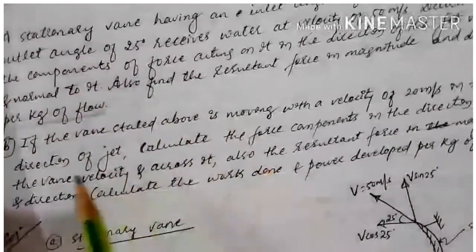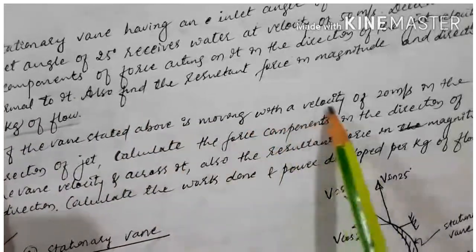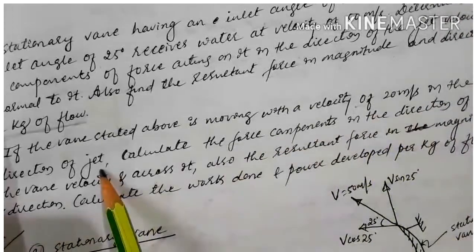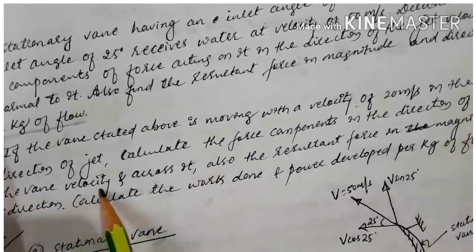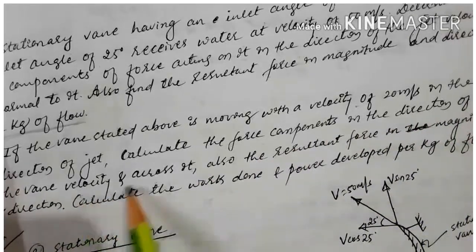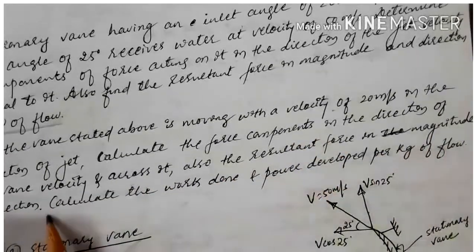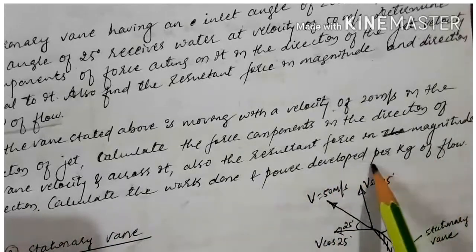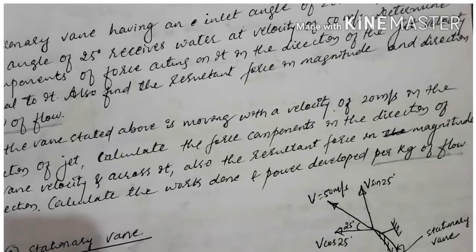And in the second part, if the vane stated above is moving with a velocity of 20 meter per second in the direction of the jet, calculate the force components in the direction of the vane velocity and across it. Also the resultant force in magnitude and direction, and calculate the work done and power developed per kg of flow. So in this problem there are two cases. The first case is a stationary case and the second case is a moving case.